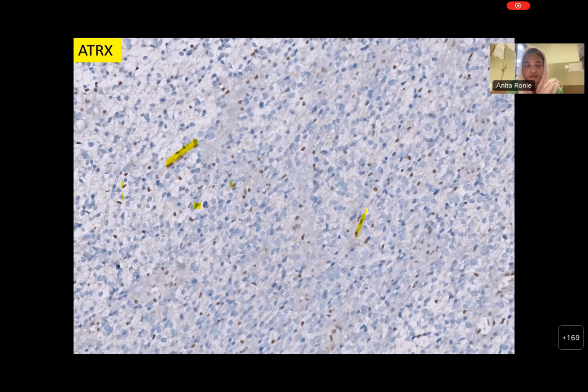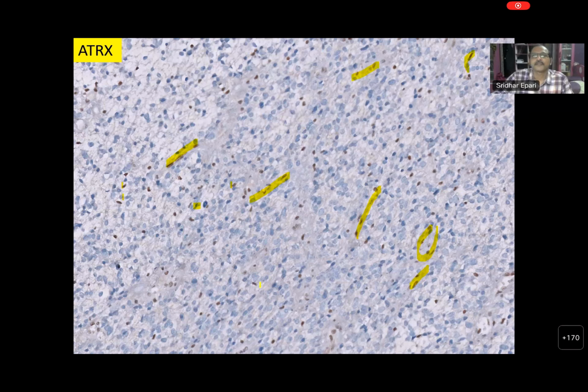In between, these are normal cells, and this is a vessel here. Endothelial cells are positive, and this is all vessel. This is also vessel. Some scattered single cells are there, but the predominant cells are negative. So this is a perfect case showing loss of expression for ATRX.